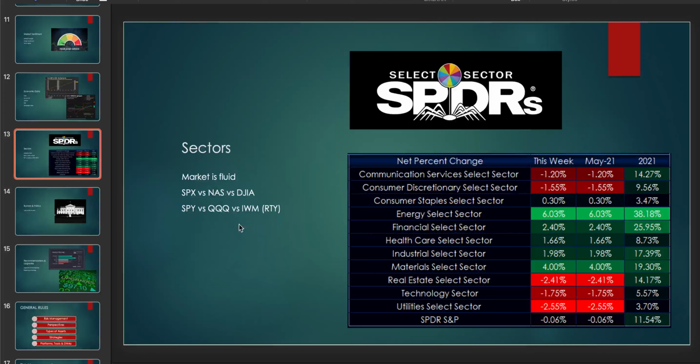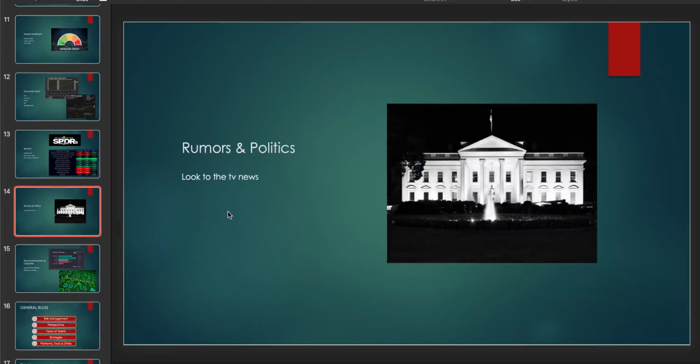The market doesn't move as one cohesive block. There are different sectors, and sometimes they're up, sometimes they're down, depending on economic indicators and whatever's going on in the economy. And finally, there's rumors in politics.